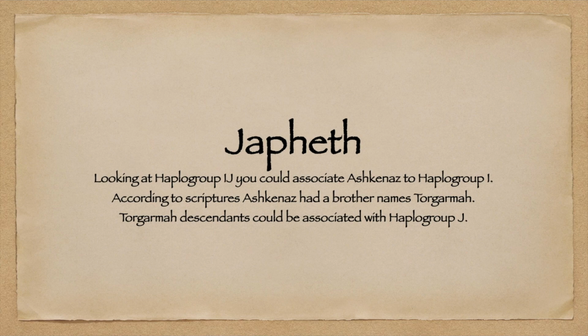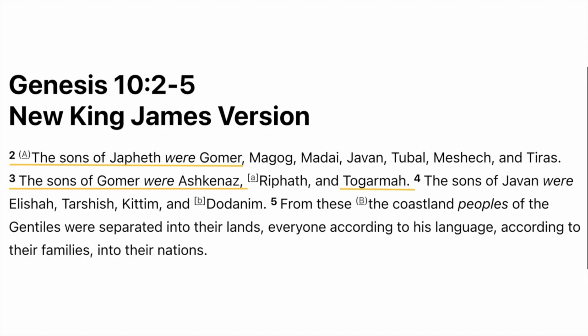According to scriptures, Ashkenaz had a brother named Togarmah. Togarmah's descendants could be associated with haplogroup J. Genesis chapter 10, verses 2 through 5 reads, the sons of Japheth were Gomer, and we're going to skip down to Gomer. The sons of Gomer were Ashkenaz, Riphath, and Togarmah. So let's look at Togarmah.